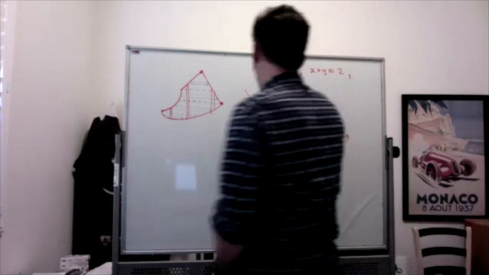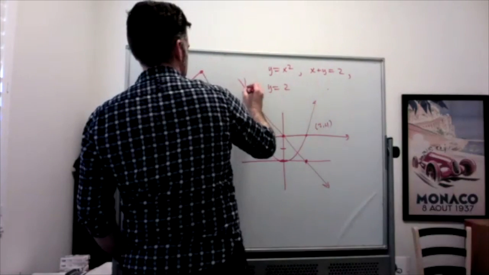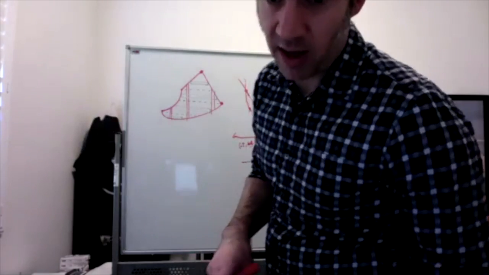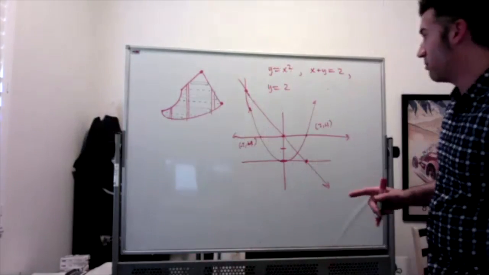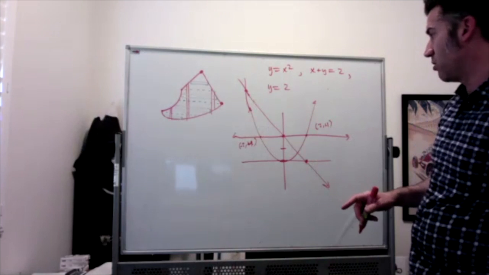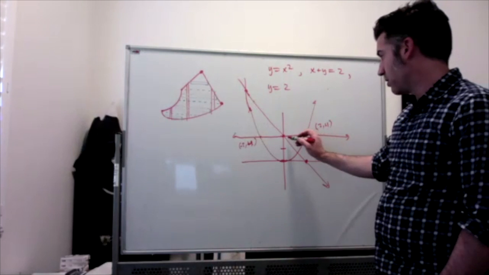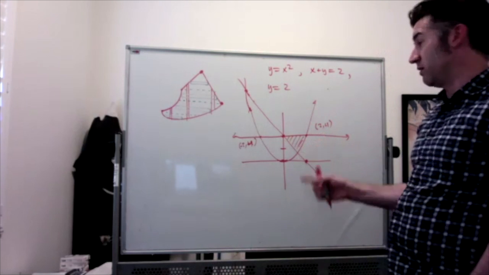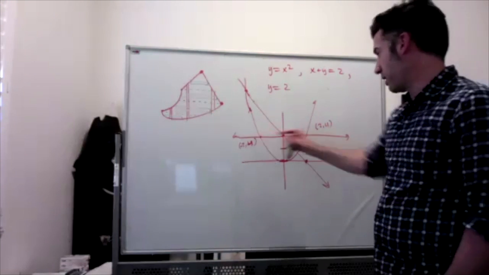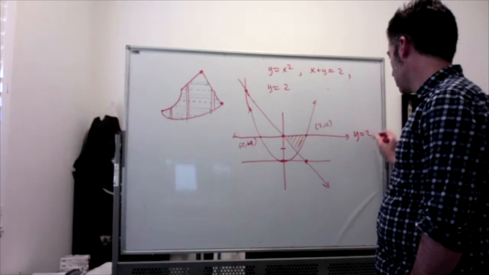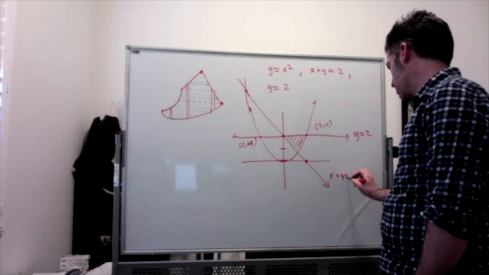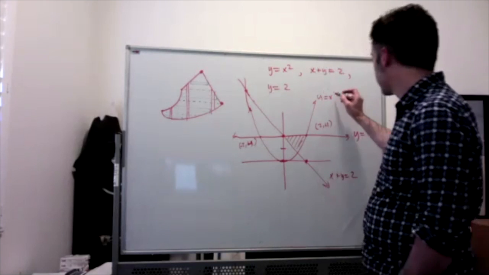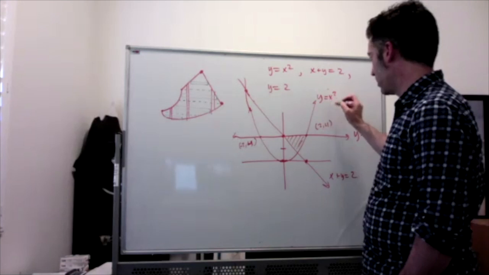Sometimes it might be good to draw these with different colors. And the problem is a little more specific. It actually says the area in the first quadrant bounded by those 3 functions. So it should be this region right here. That's the only region in the first quadrant that has y equals 2, x plus y equals 2, and y equals x squared as its boundary.